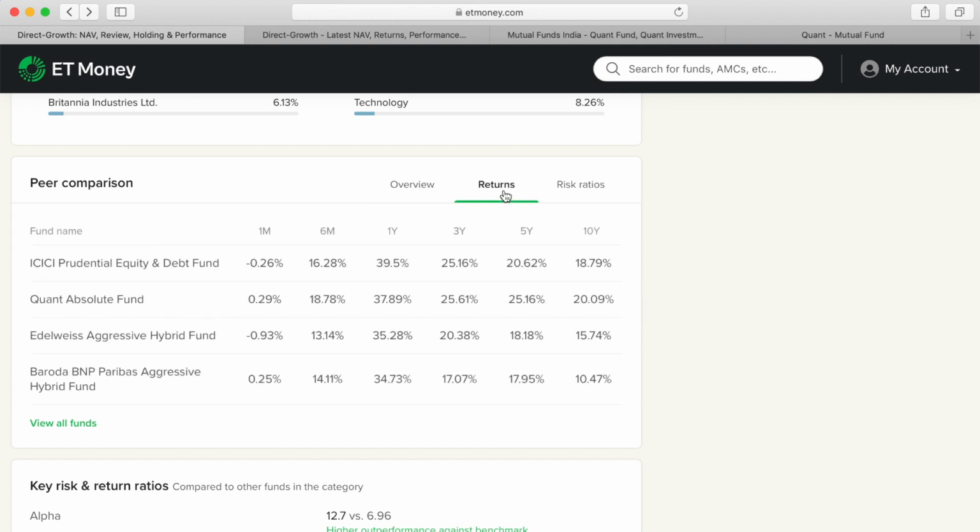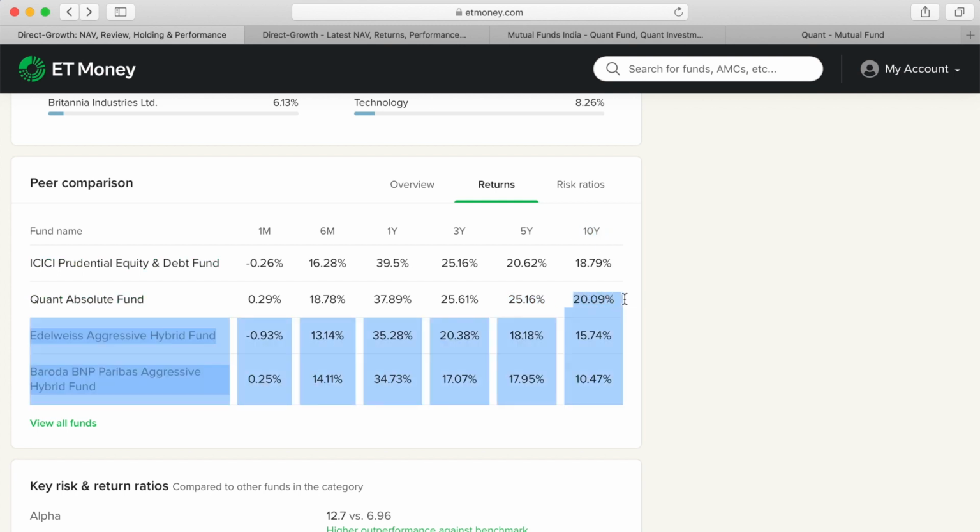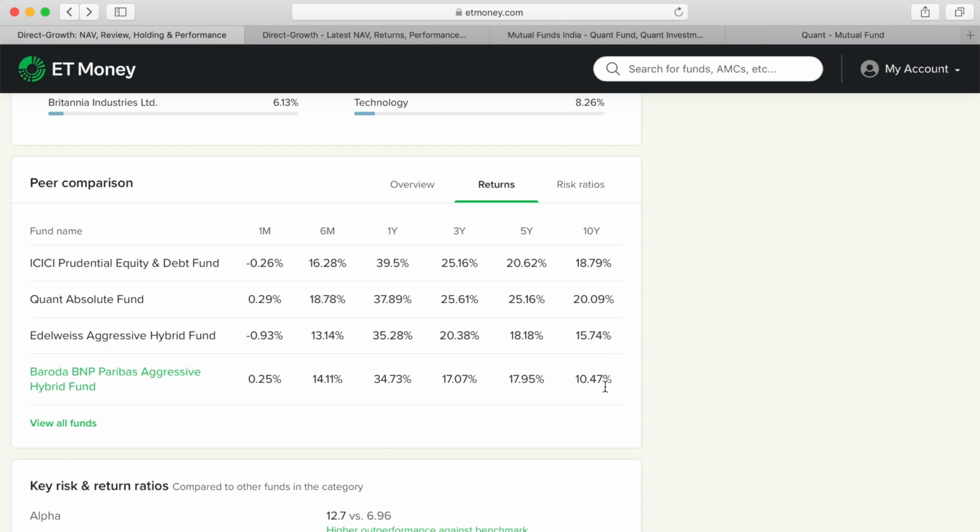And from the return wise, if you compare 5 years return, it has given 25.16 percent, which is also higher than what you see in ICICI Prudential Equity and Debt Fund. In 10 years frame as well, this mutual fund has given more compared to all other mutual funds that you can see in the category.